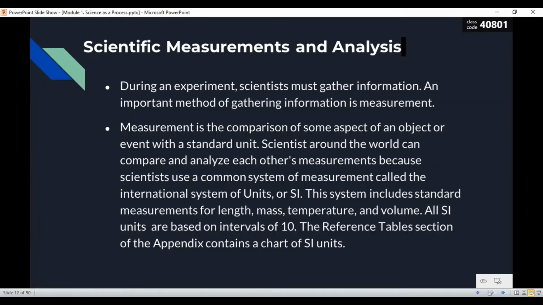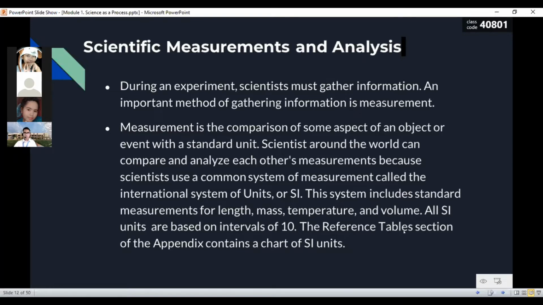Okay, now let's proceed to the scientific measurement and analysis. A measurement is the comparison of some aspect of an object or event with a standard unit. Scientists around the world can compare and analyze each other's measurements because scientists use a common system of measurement called the International System of Units, or SI.